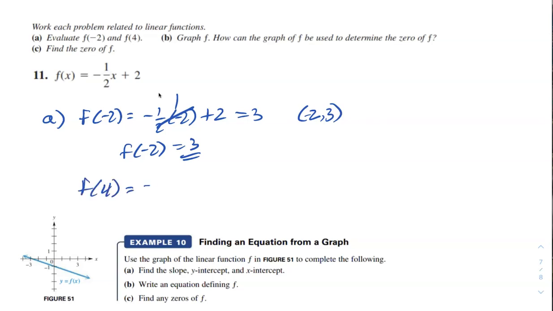F of 4. Same idea. We're going to substitute 4 for x. -1/2 times 4 is -2. -2 plus 2 is 0. So that's the answer. It is also the point (4, 0), but again, that's not what they're asking.